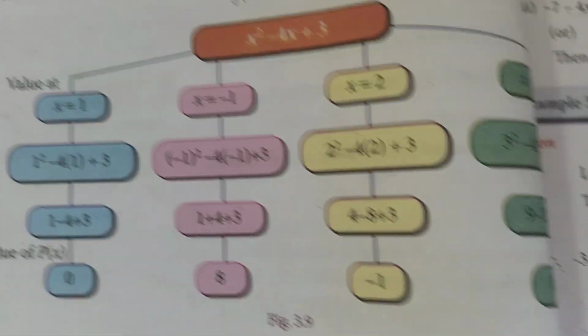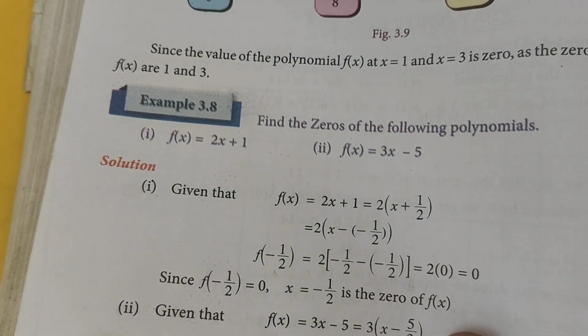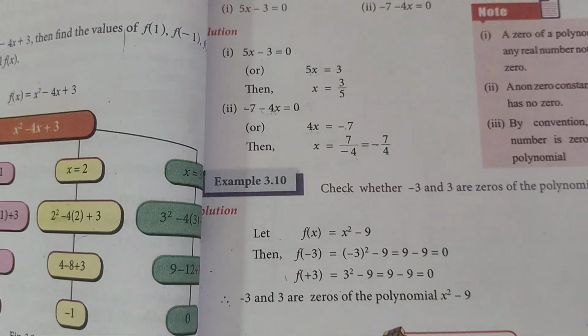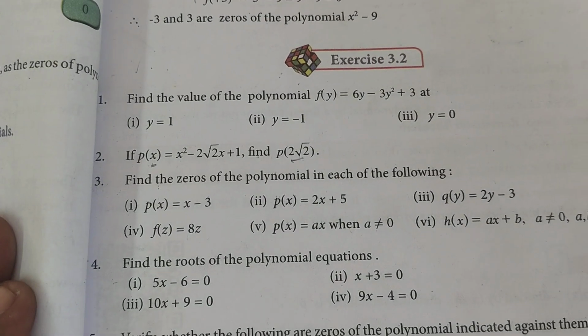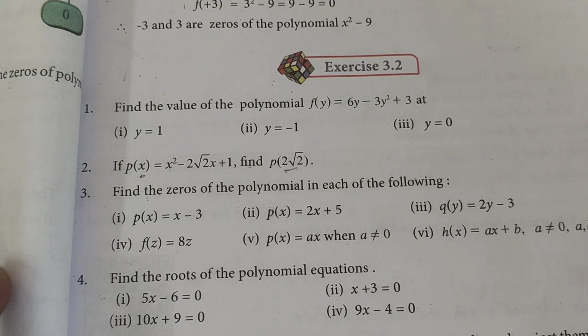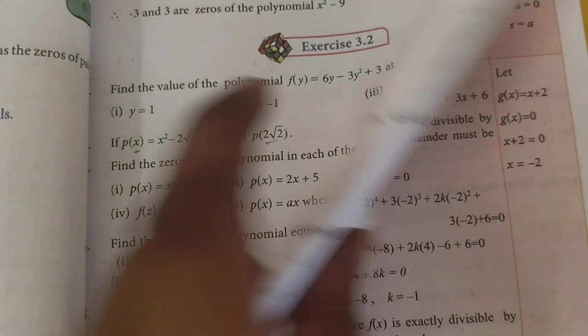Next we move on to example 3.7, asked. Then example 3.8, this question also. Then example 3.9 is a 2 mark question. Exercise 3.2: the first sum, the second sum is very important. Four and five, just revise.